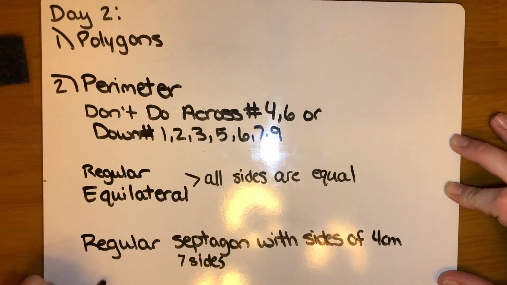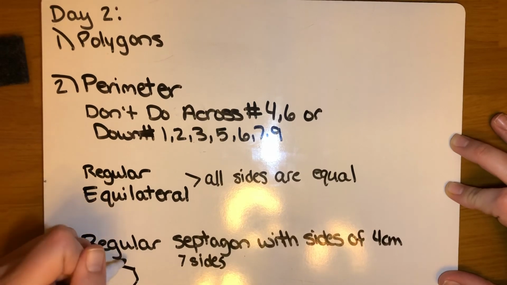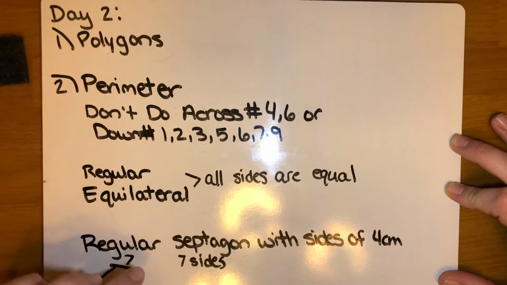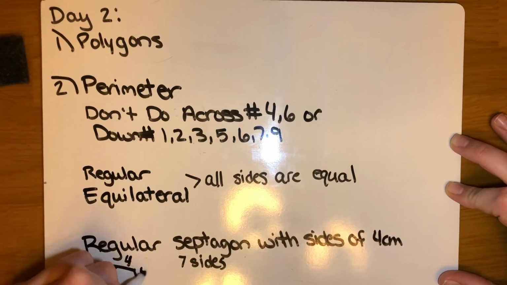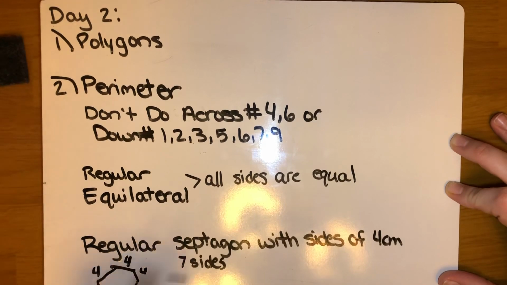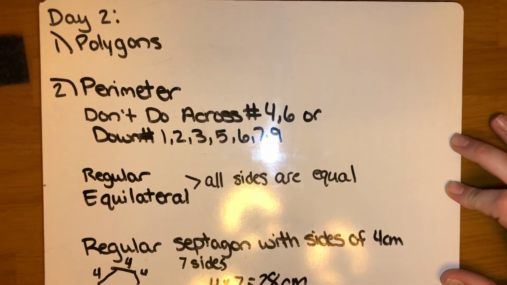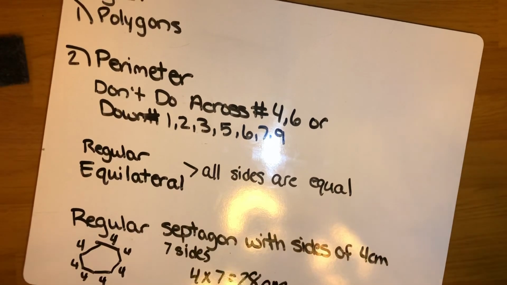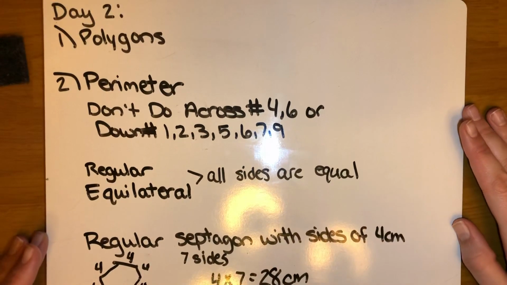So to do this one, you can sketch out a 7-sided figure. 1, 2, 3, 4, 5, 6, 7. Okay, and so there are 7 sides. Each of them are 4. You can add those all up, or you can do 4 times 7 equals 28 centimeters. And that would get put into the cross number problem at the bottom of the worksheet.